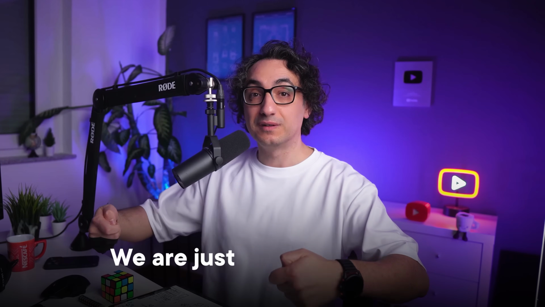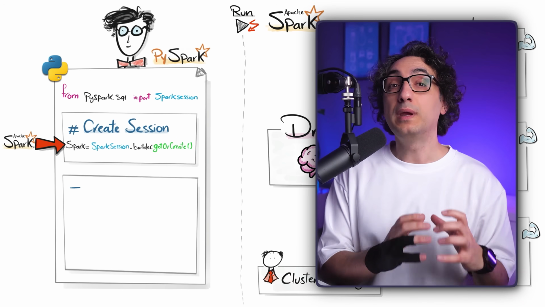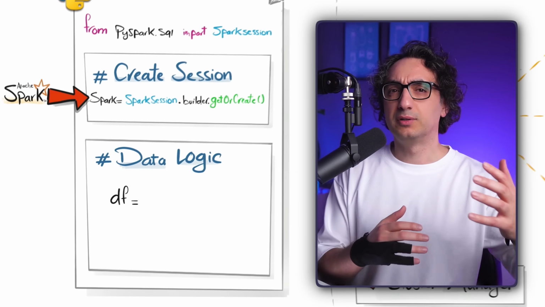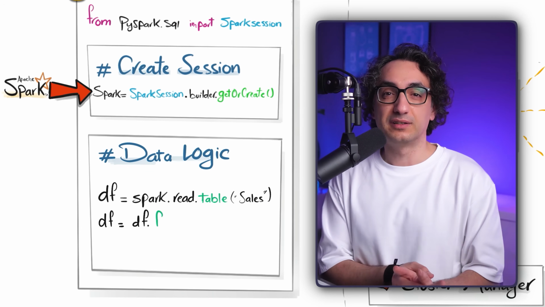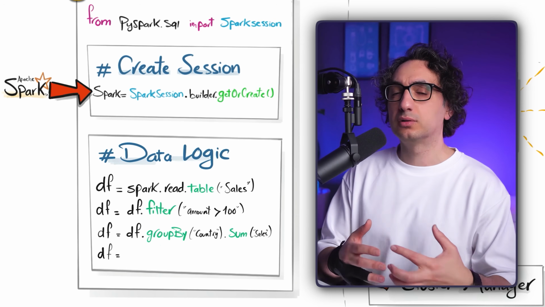We are just turning Spark on. And here we come to the second block in our Spark code. We have the data logic. For example, you are reading a table, you are filtering the data, doing some group by, and at the end we have an action in order to show the data.